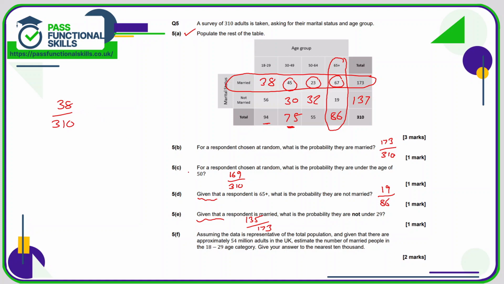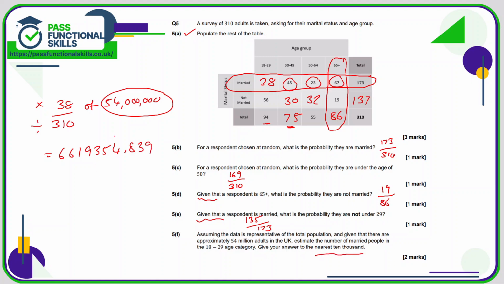So 54 million is helpful if we write this in figures. So that's 54 with 6 zeros. So what is 38 310ths of this figure? So here we're working out a fraction of a total. So what we do is we take our total, which is 54 million, we divide it by the number on the bottom, and then we multiply by the number on the top. So 54 million, so 54 with 6 zeros, make sure you put in 6, not 5 or 7, divided by 310 times 38, and that gives us an answer of 6619354.839, and we want to round to the nearest 10,000.